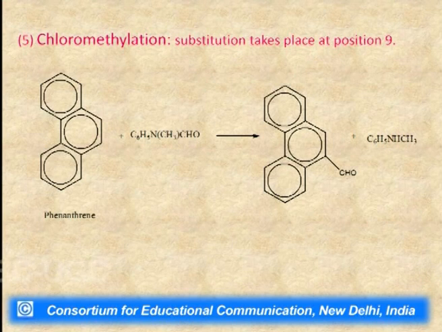Then comes the chloromethylation. In case of chloromethylation, we are here adding the aldehyde group here in the phenanthrene ring. We are introducing this aldehyde group to the phenanthrene. Here also the substitution will take place at the position number 9, and we will get here the 9-carboxyphenanthrene.